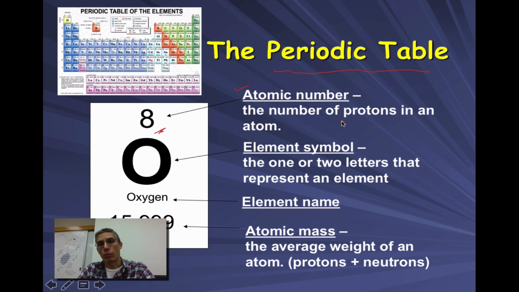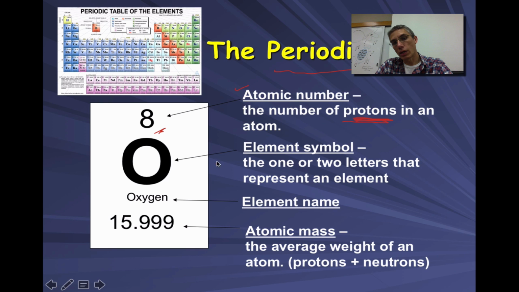The atomic number identifies the number of protons you would find for that element. The element symbol is one or two letters that represent that element. Sometimes the symbol may not match up exactly with the name for that element. My example in the beginning was gold, which has the symbol Ag. The element name is typically right below the symbol, and then we have the atomic mass. Mass essentially refers to weight, so this is the average weight of an atom. We're looking at the protons and the neutrons.